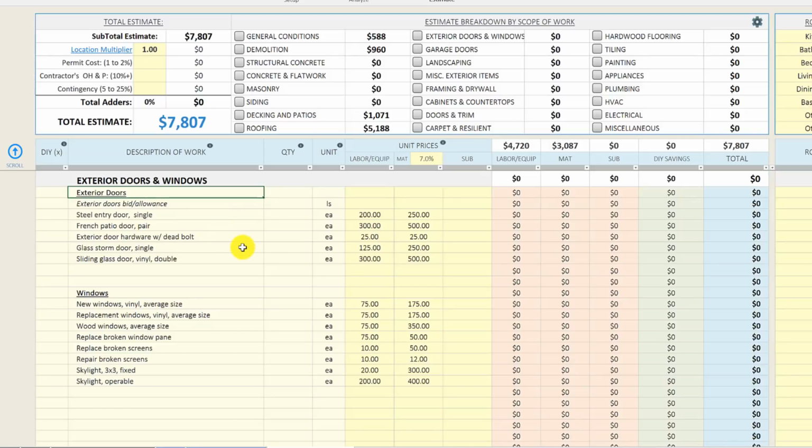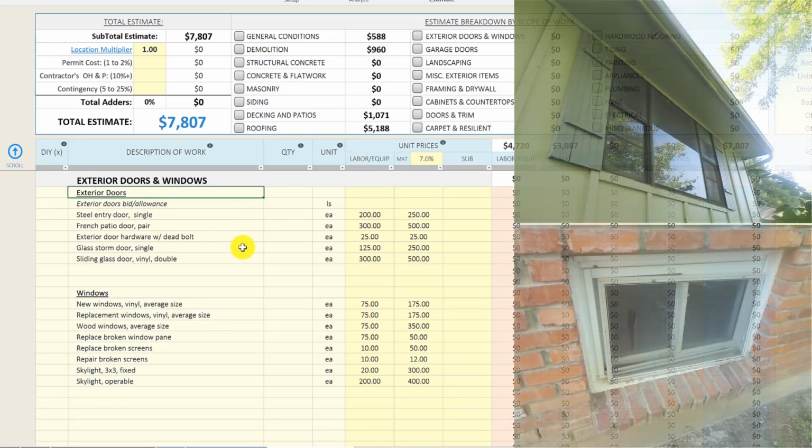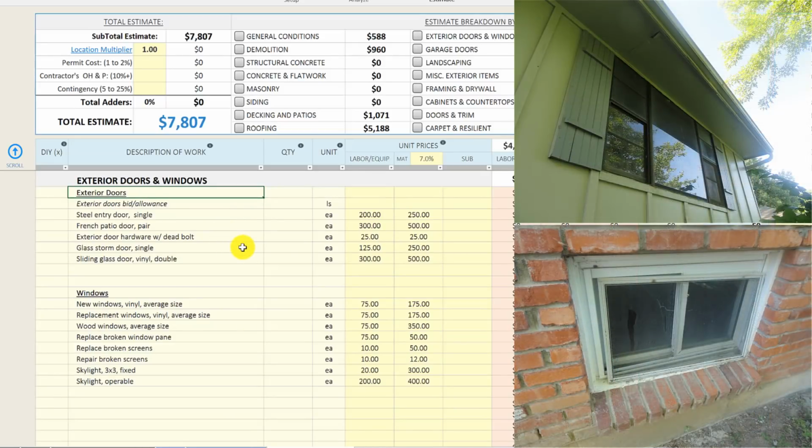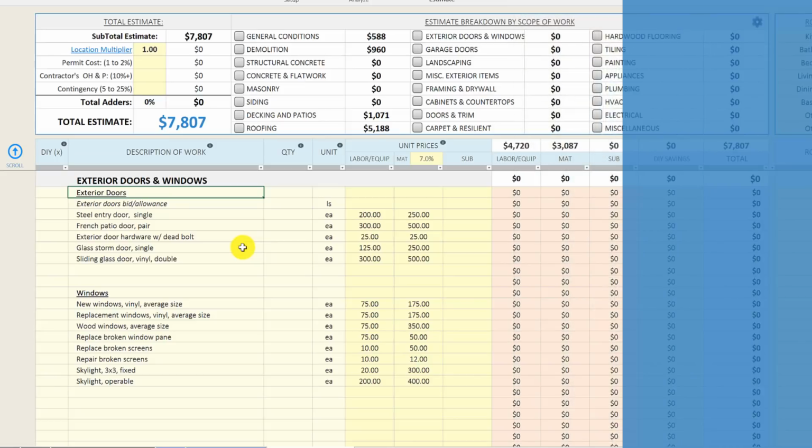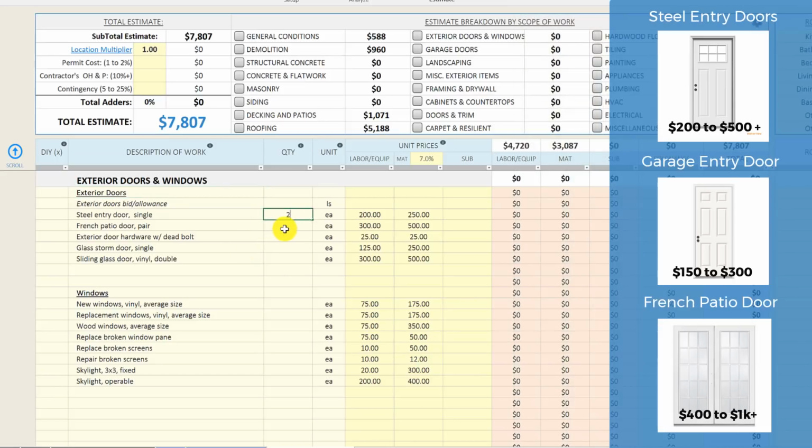Exterior doors and windows. The property had old aluminum windows, and we also wanted to replace the exterior doors, so the front entry door, and also install a new patio door. It had an old glass aluminum slider, so we wanted to install a new patio door there, and then a new entry door into the garage.